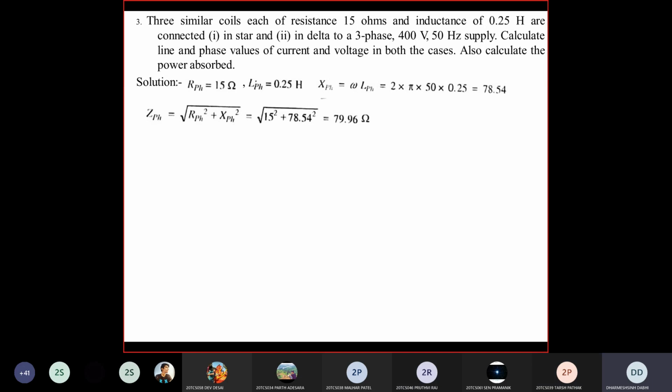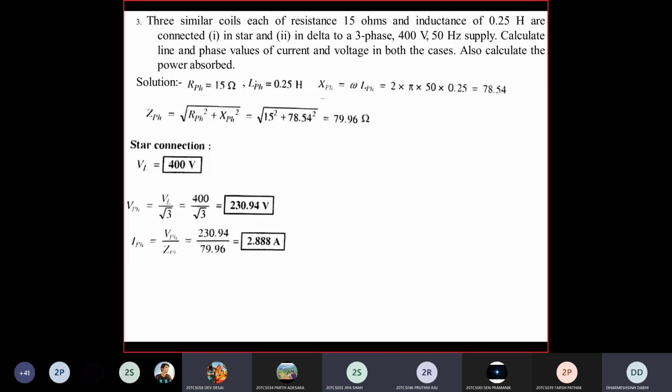Now you can find out line current or phase current. We already found the phase voltage. IPH is VPH divided by ZPH. Phase voltage is 230.94 and Z is 79.96, so the answer is 2.88 ampere. Any doubt to anyone? No, sir. In a star connected system, line current is equal to phase current, so your line current is also the same.